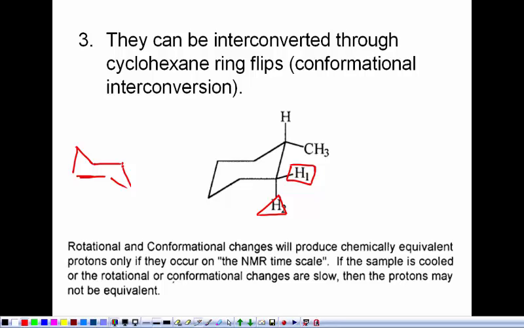So at room temperature, if that chair cyclohexane can be flipping back and forth very easily, then what we'll see is those two hydrogens will basically average out, so that we'll only see one hydrogen with one chemical shift. Now, that depends. This phenomenon of how quickly it flips is going to invoke what we call the NMR time scale. And the NMR time scale basically is how fast the experiment takes.